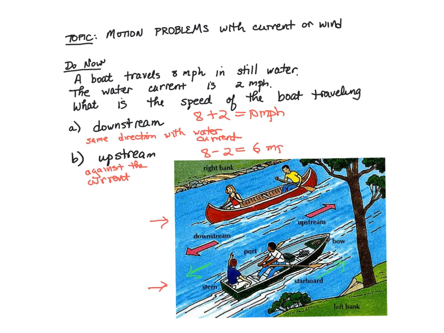So this is a very important idea. If the boat is traveling in one direction and it's traveling in the same direction as the current, we say it's downstream. But if the boat is traveling in the opposite direction, and the current always goes in one direction, we say this is upstream. So downstream we add, upstream we subtract. All right, let's take a look at the next exercise.